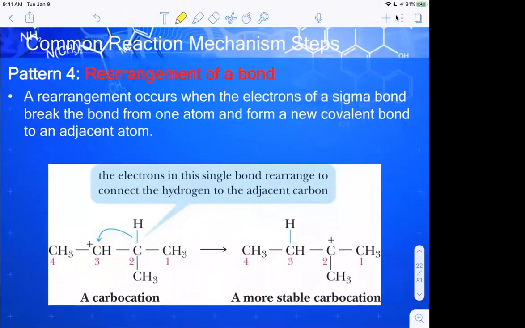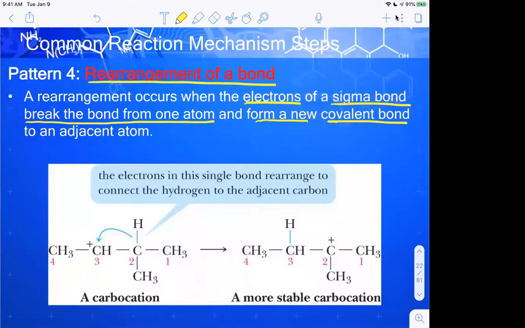Now here's another pattern, which is what we're going to call rearrangement of a bond. This rearrangement occurs when I have the electrons of a sigma bond break the bond from one atom, right? I'm breaking the bond from one atom, and I'm forming a new covalent bond with an adjacent atom. This is a rearrangement of a carbocation. And we're going to talk about this a lot in the coming chapter.